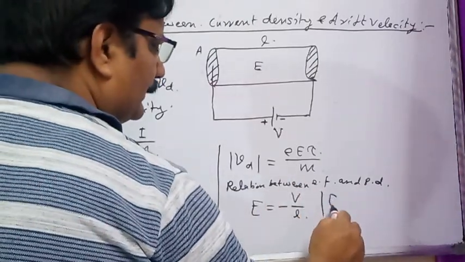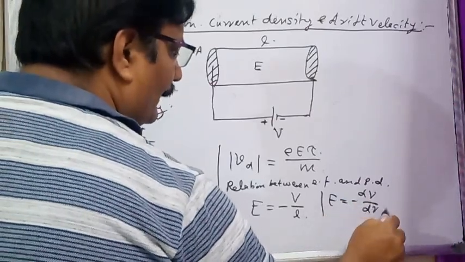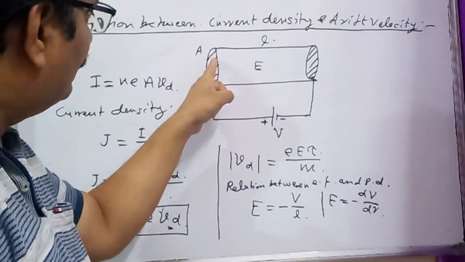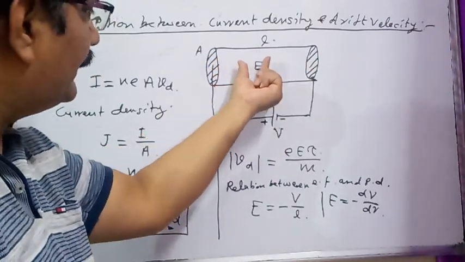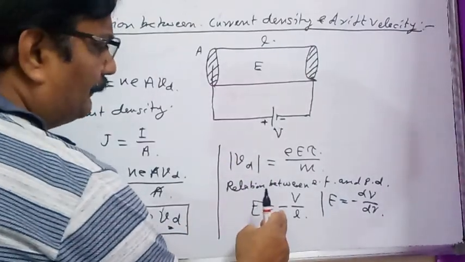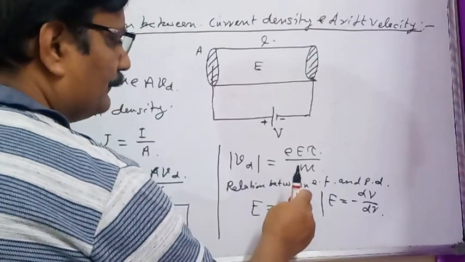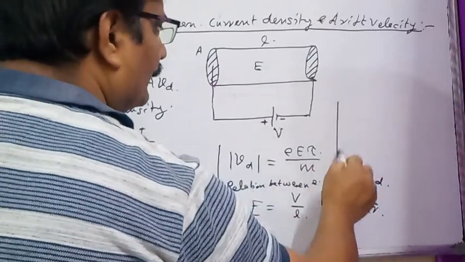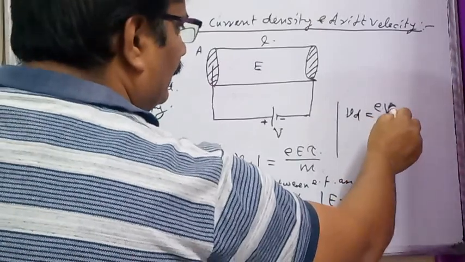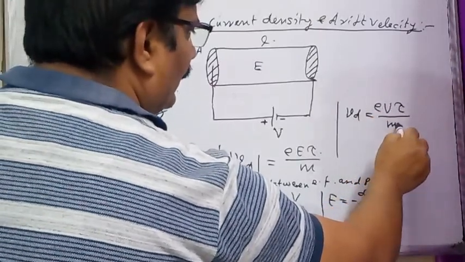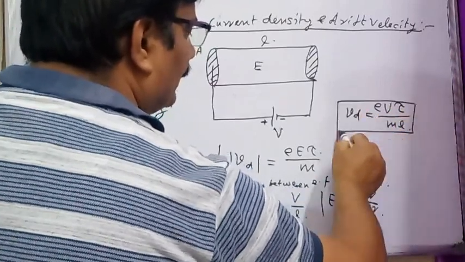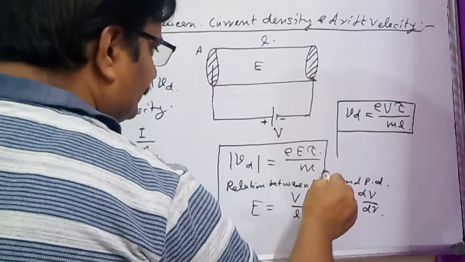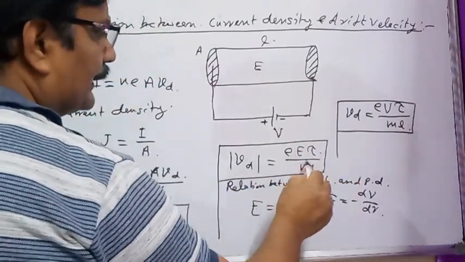This is by the relation E equals minus dV by dr. In this case you can see the potential difference applied across the conductor is V and the distance between the two ends of the conductor is L. So the electric field at any point of the conductor is minus V by L, and numerically the value is V divided by L equals E. Suppose you replace the value of E as V divided by L, then the formula for the drift velocity vd can be written as eV tau divided by m into L. So this is the relation between drift velocity and potential difference applied across a conductor, and this is the relation between drift velocity and electric field.